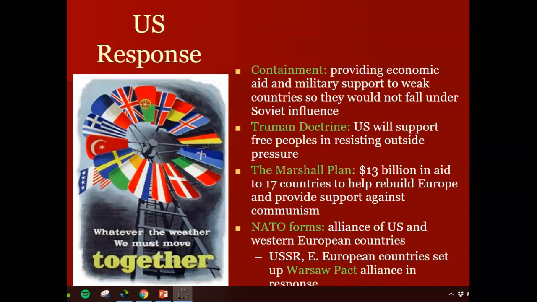And the Soviet Union and Eastern European countries set up something, the Warsaw Pact, which was kind of similar. They were trying to protect communism in Eastern Europe and the Soviet Union. And if any of those countries were trying to go capitalist, then they would be invaded by the Soviet Union and other Warsaw Pact countries to keep them communist.